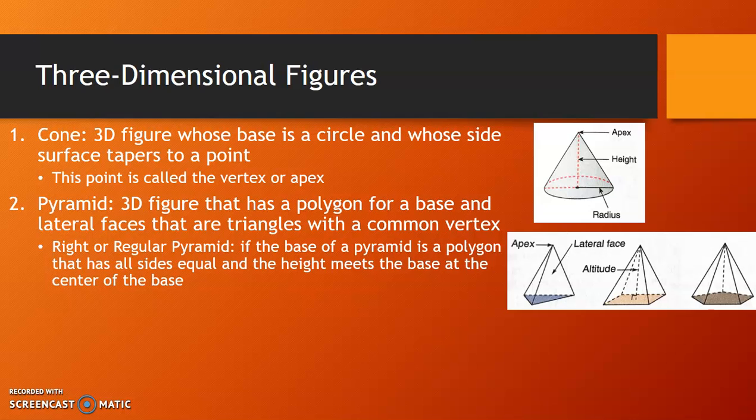Again, the vertex at the very top, similar to the cone, could also be called the apex. And all the lateral faces, if you look at the sides, all of the sides that meet at that vertex point, they're all triangles.